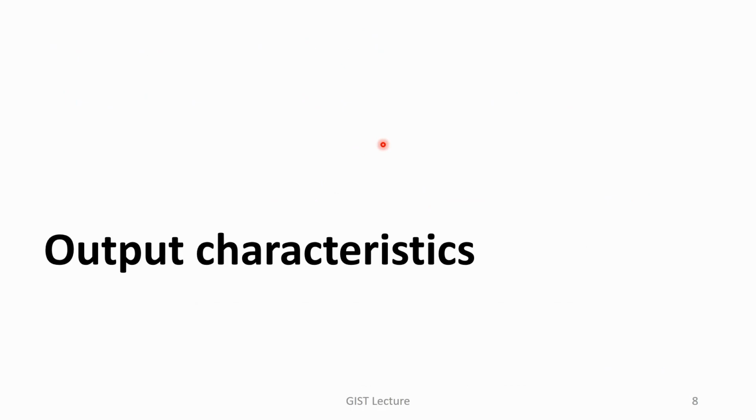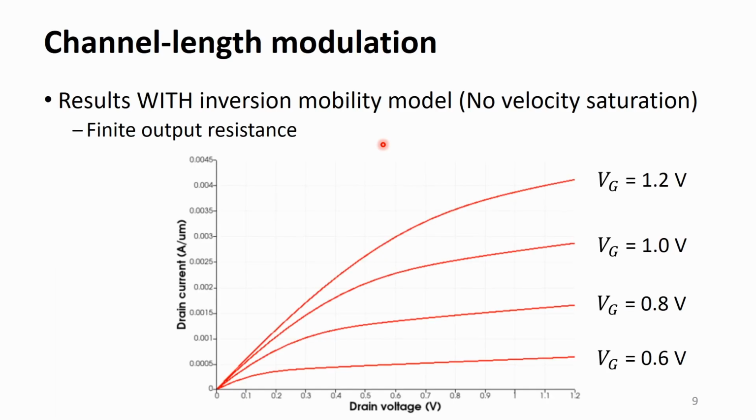Now, let's move to the output characteristics. First, we simulate the device only with the inversion mobility model. In other words, the velocity saturation is not included. In this case, we can see that the output resistance of the MOSFET is not infinite. It is due to the channel length modulation. For long channel device, the length of a pinch-off region is negligible. However, for short channel one, it is no longer negligible.